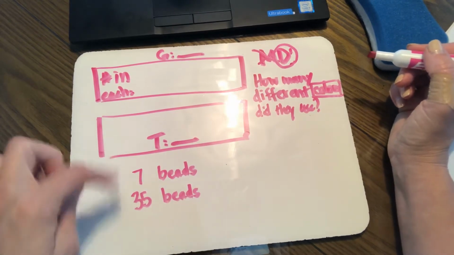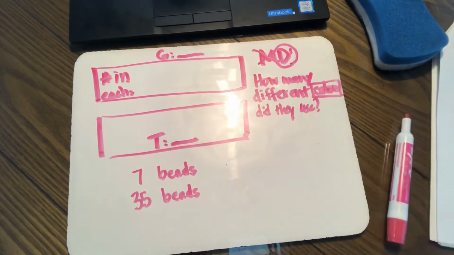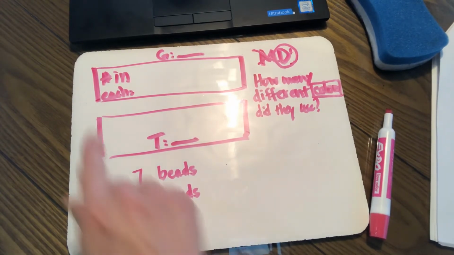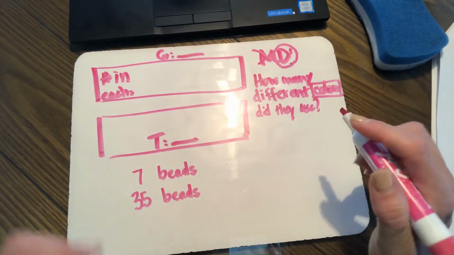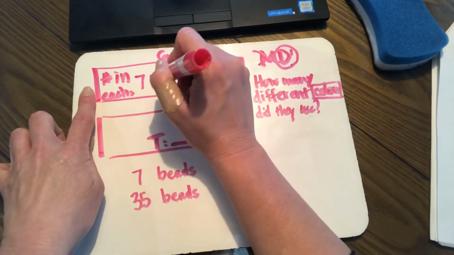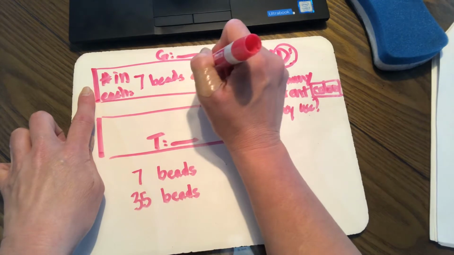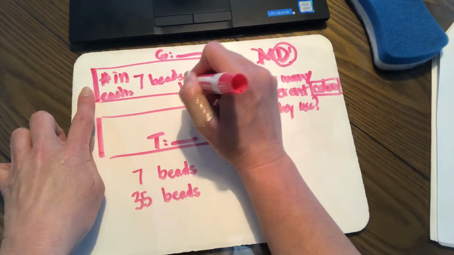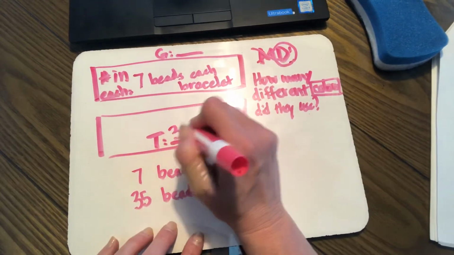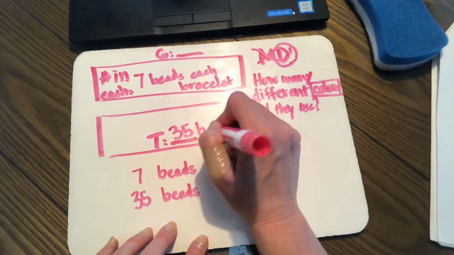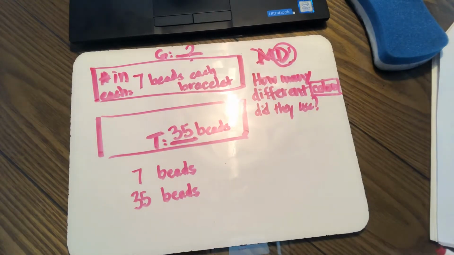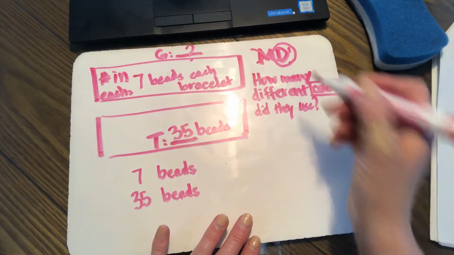Now we have to think about these beads. Where am I going to put the 7 beads for each bracelet? So in the story, you can kind of hear how it says each bracelet, and that's kind of a clue because this part right here is the each. So there are 7 beads each bracelet, which means that the girls use 35 beads in all, and I'm looking for how many groups or how many bracelets they made, which makes it a D1.